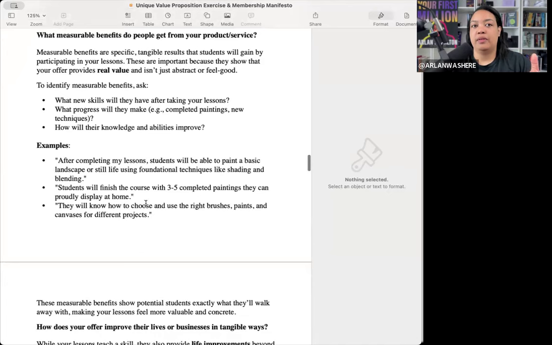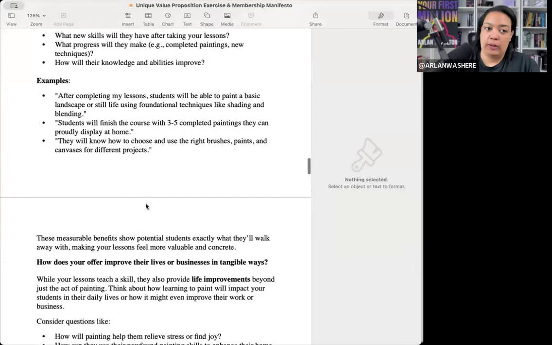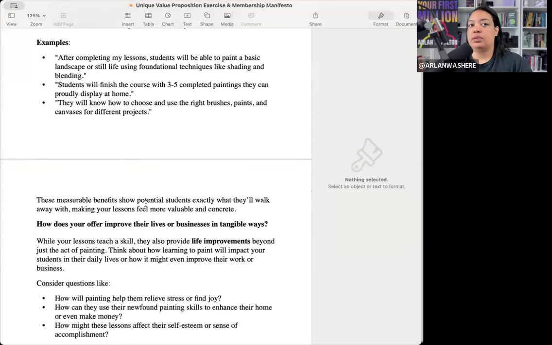And what measurable benefits do people get from your product or service? What new skills do they get, perhaps? What progress will they make? And how will that knowledge and abilities help them improve? Right? So, for instance, after completing my lessons, students will be able to paint a basic landscape or still life using foundational techniques like shading and blending. I can't stress enough how important these first steps are to be able to do something like that.